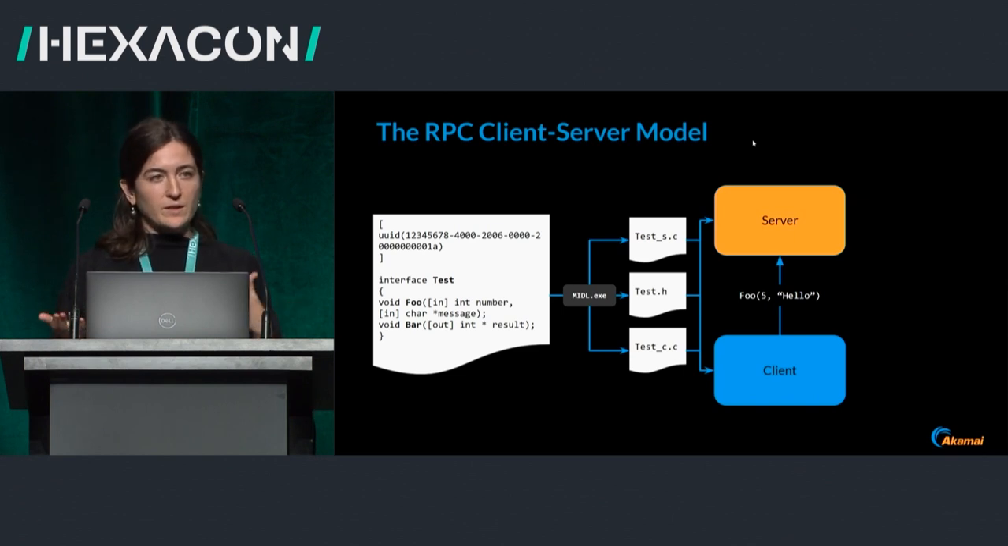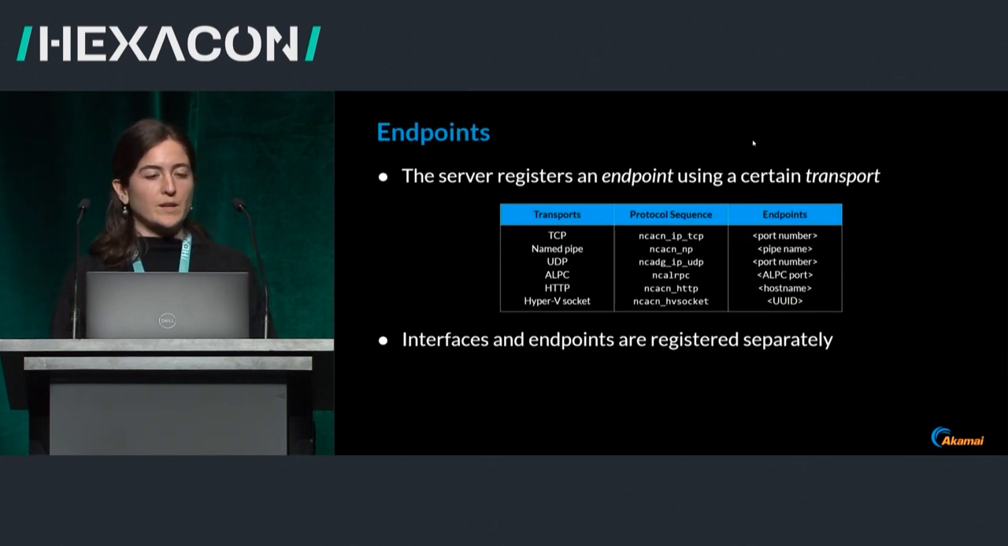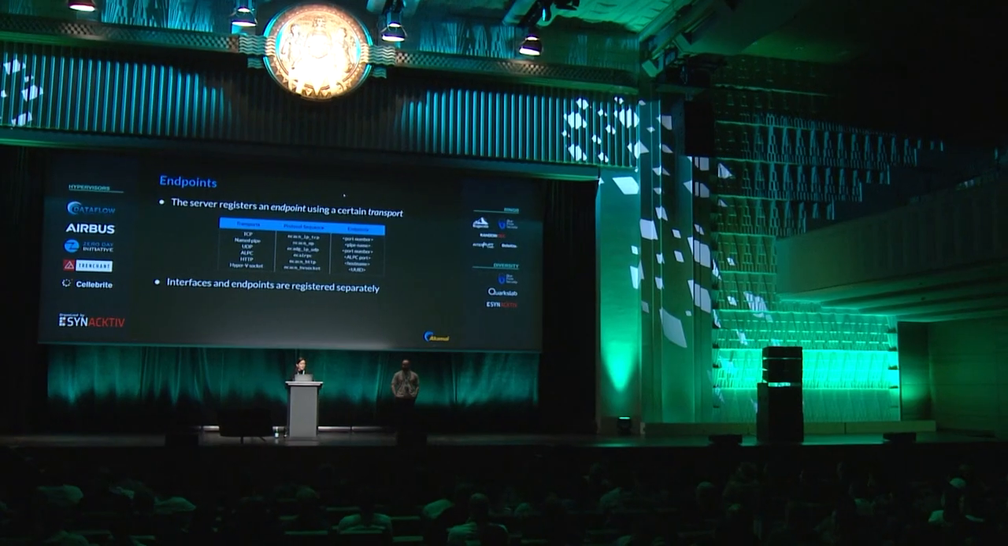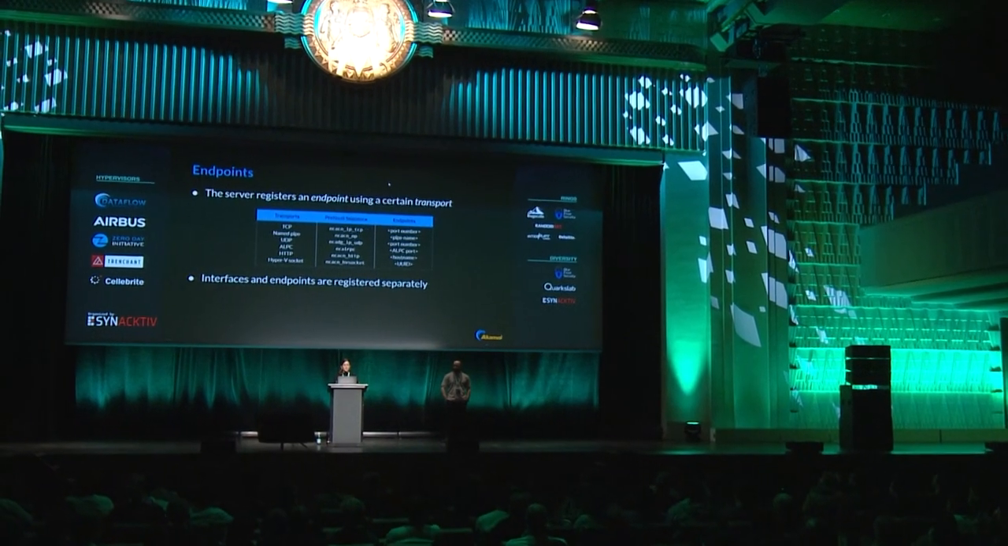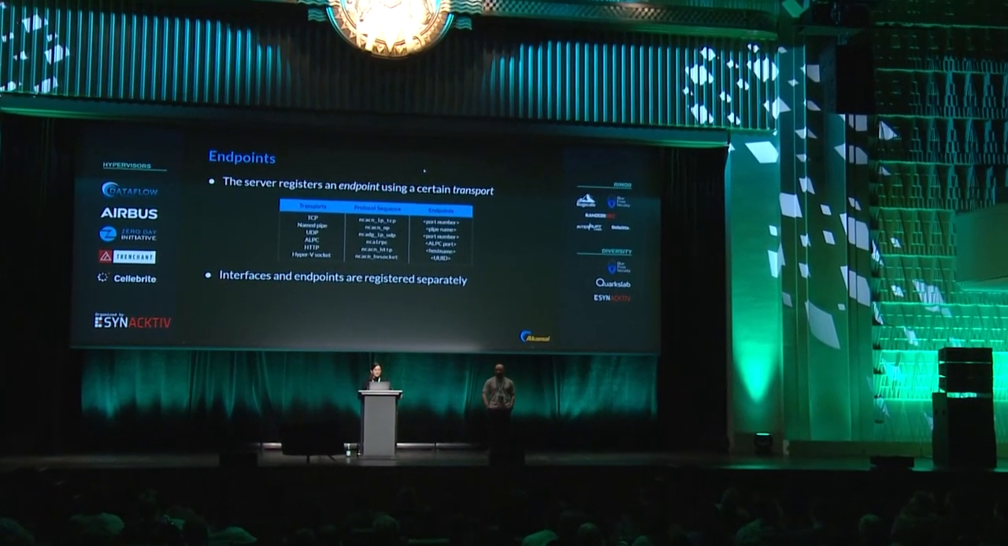So far, so good. They both know about the interface, but how does the client actually know who to connect to? For this purpose, we have the notion of endpoints. An endpoint is simply the destination the client needs to connect to. Endpoints use transports, which are basically the communication mediums. A transport can be one of the several examples we quoted here. Microsoft actually lists around 14 different transports. Some of them are deprecated, but here are the popular ones. So you see TCP, UDP, named pipes, HTTP, etc.